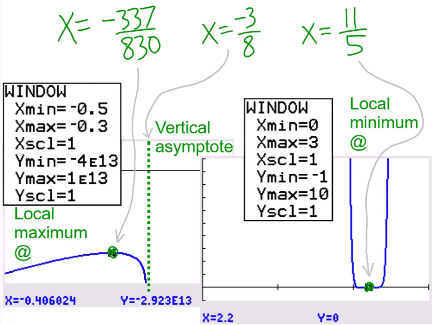And reminder, how did I come up with those window settings? When you trace to this critical number and you see this y value, that E13 tells us that we have a really large negative number. So that's why I set the y min to -4 followed by 13 zeros, and set the y max to something comparable. Those window settings, along with a very narrow x min and x max, gave me a good glimpse at this local maximum. To get a better glimpse at the other critical number, which again, this time was not extraneous, I found that these window settings did a fine job of convincing me that I'd found a local minimum.